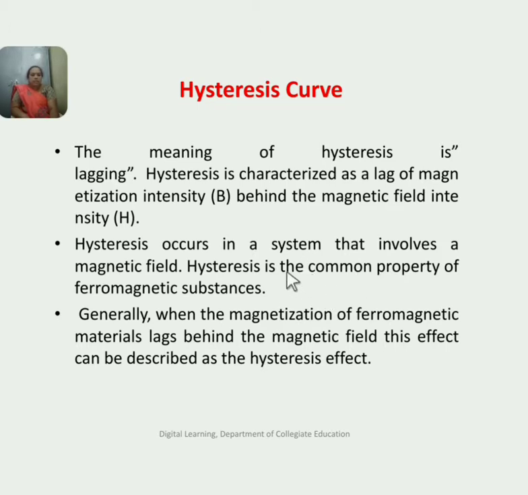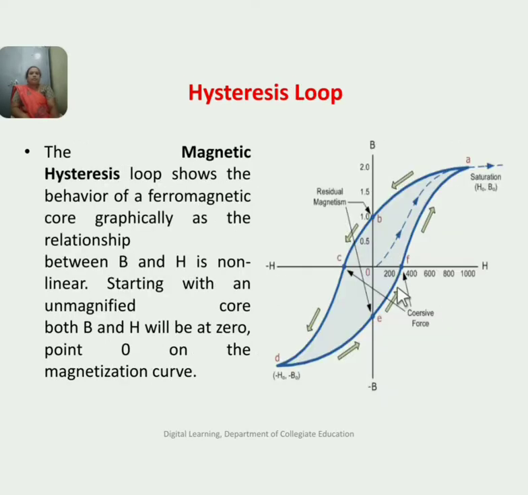Students, this hysteresis curve is also defined as the phenomenon of lagging of flux density behind the magnetizing force in ferromagnetic materials. Ferromagnetic materials subjected to cycles of magnetization exhibit hysteresis, and the term hysteresis is derived from a Greek word. Its meaning is lagging behind. This hysteresis loop is explained by this figure.